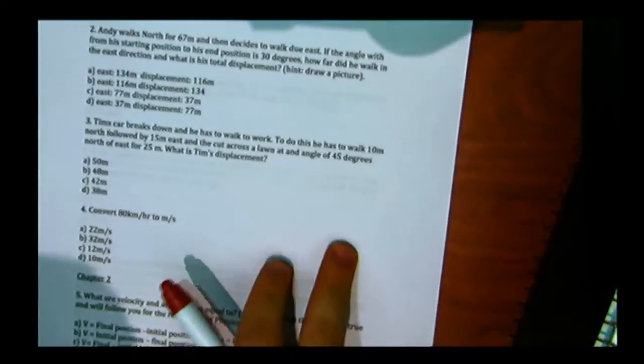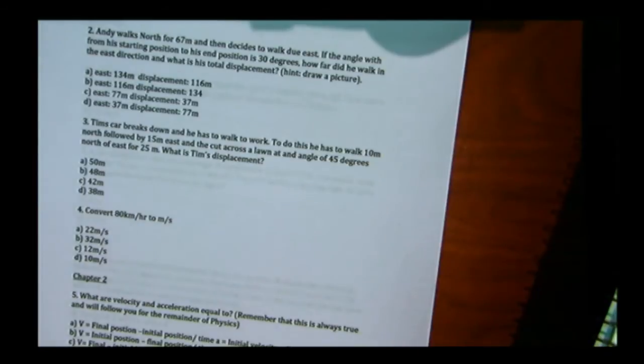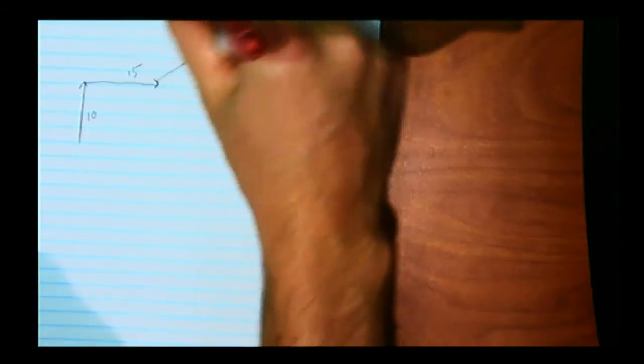All right, so I'm going to draw it out. It says 10 meters north. Then he goes 15 meters east. And then he cuts across the lawn at an angle of 45 degrees north of east. So that means this angle will be 45 degrees. And I want to know what Tim's displacement is. The main point of this problem is to break these vectors down and solve for the hypotenuse. You're going to see this all in Physics 1, and if any of you are taking Physics 2, it keeps coming back up, and this is something you really need to understand.